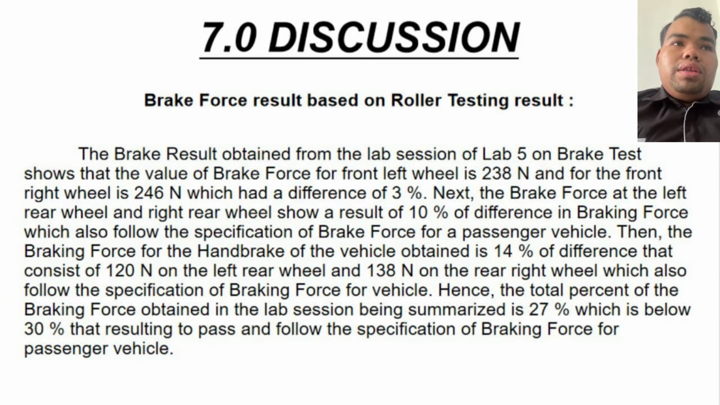Then, the braking force for the handbrake of the vehicle obtained is a 40% difference that consists of 120 Newton on the left rear wheel and 138 Newton on the right rear wheel, which also follows the specification of braking force for a vehicle. Hence, the total percent of braking force obtained in the lab session is summarized as 27%, which is below 30%, resulting in a pass and following the specification of braking force for a passenger vehicle.